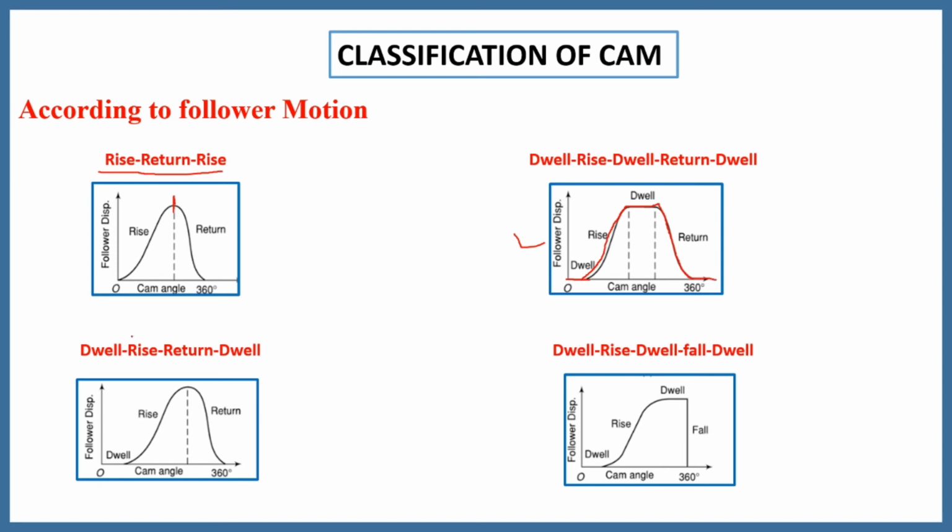Next there is another type of cam: dwell, rise, return, dwell. First is the dwell, there is no movement, then rise. Next is the return, and again there will be a dwell. That means the total 360 degrees angle is divided into these four parts: dwell, rise, return, and dwell. And the last type is dwell, rise, then dwell, again fall, and dwell.